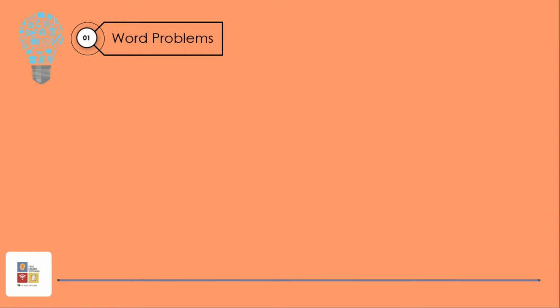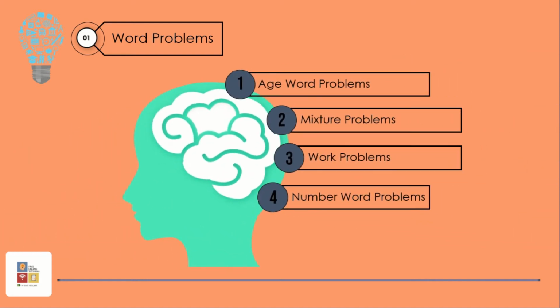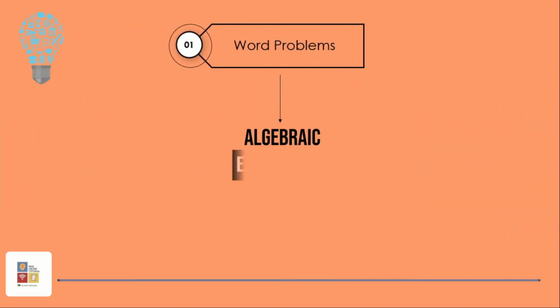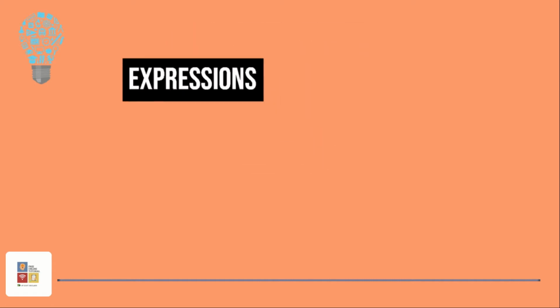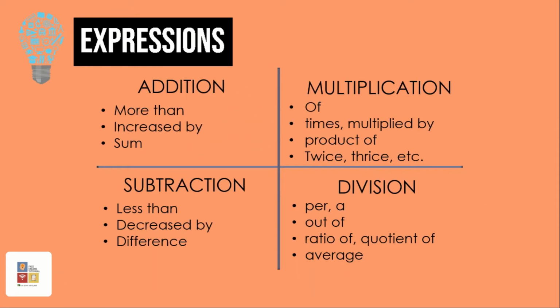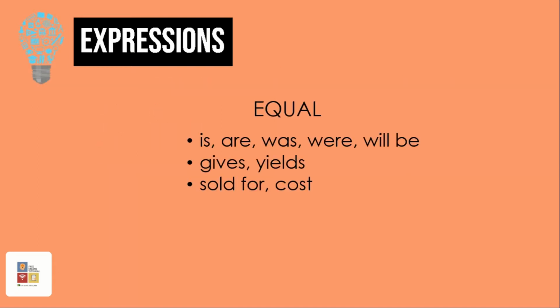Word problems are very common in any aptitude tests and can be classified into different types such as age problems, mixture problems, work problems, and number word problems. To solve a word problem, converting it into an algebraic expression is a must. Word problems contain terms and phrases that have equivalent mathematical operations and expressions. Here are some examples of terms and phrases with their corresponding mathematical operations and expressions. Take a moment to pause this video and read these terms and phrases. Now, get your pens and papers and be ready to solve the problems with me.